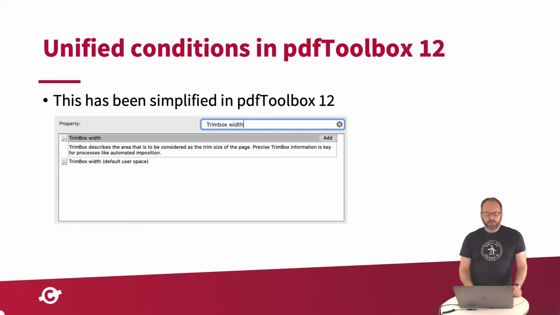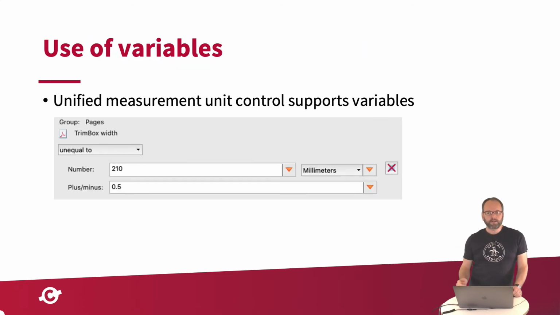That has been changed in pdfToolbox 12. So I did the same search in pdfToolbox 12, and you can see that there is something called trim box width now, but that's the only one. In other words, the measurement units is no longer part of the different conditions, but it's actually been implemented in the condition now. And if you would look at that condition, you get what is visible here, which is basically the same as it was before, but now you have a measurement unit setting at the end of that.